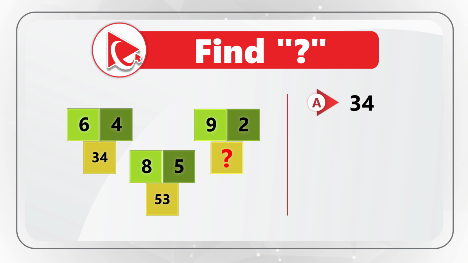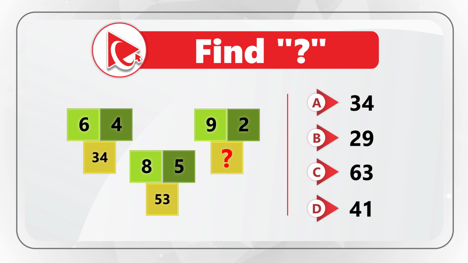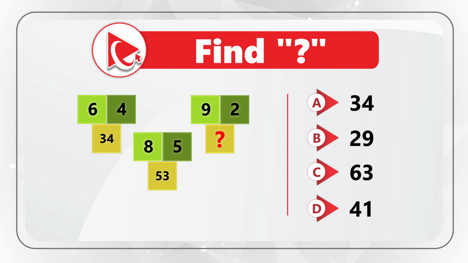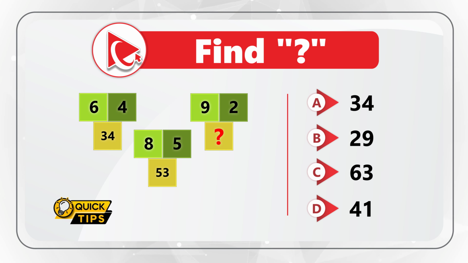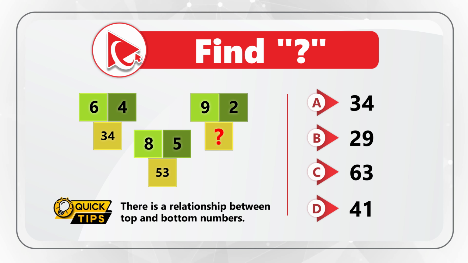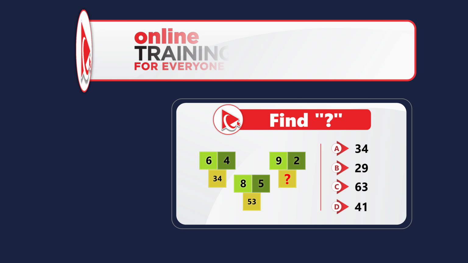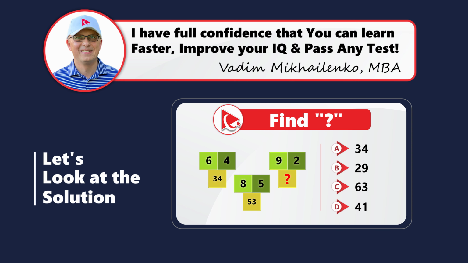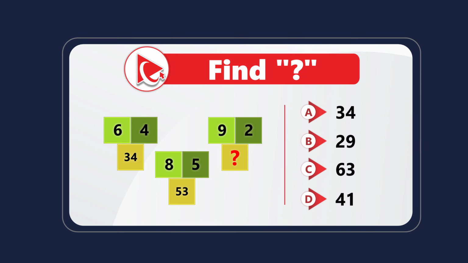Choice A, 34. Choice B, 29. Choice C, 63. Choice D, 41. Take a close look to see if you can complete the calculations. I'm going to give you a quick hint. See if there's a relationship between the top 2 numbers and the bottom number. But this is about as much as I'm going to give you, because I'm moving forward to share with you my version of the solution. And obviously, if you have a better way to solve it, please make sure to post in comments.